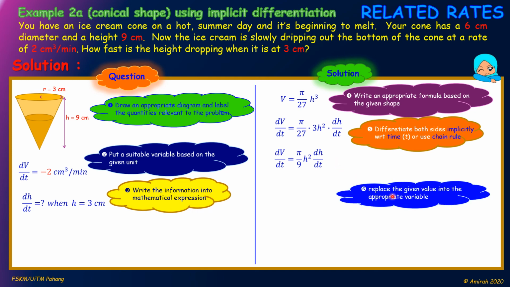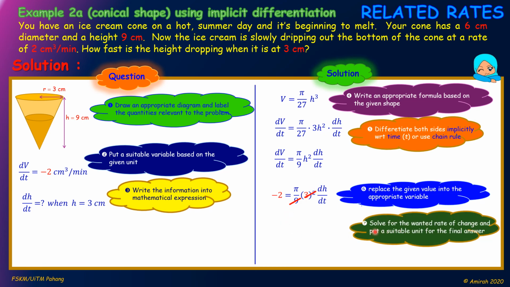And after that, we replace the given value into the appropriate variable. Alright? We replace dV over dt equals to -2 from here. And we replace h equals to 3 from here. And after that, we can simplify. 3 squared is 9. And then over 9 here, so we can simplify.